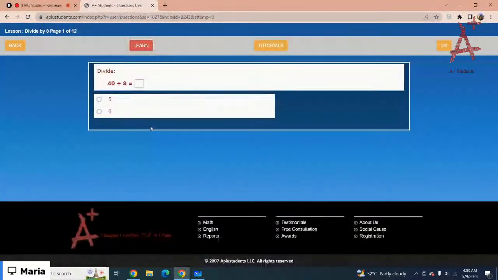Okay, the next one is 40 divided by 8. You have to count the table of 8 until you get 40. So 8 times what number is 40, which is the correct option? 8 times 5 is 40. The correct option is 5.